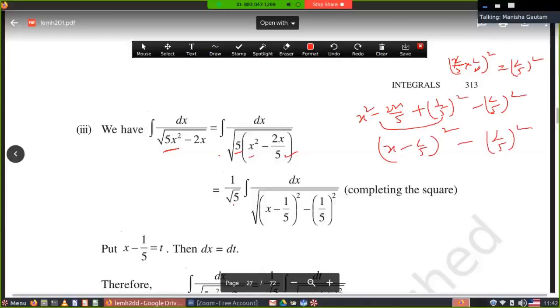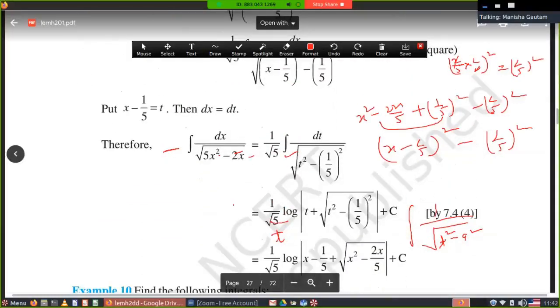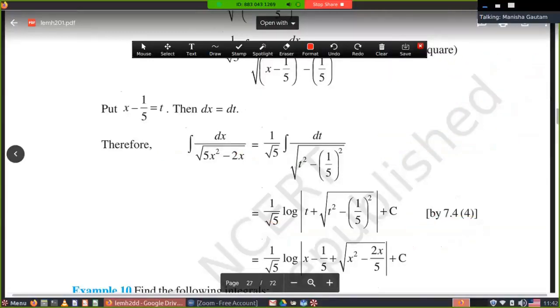Now here is a formula. When you put this equal to t, we are getting integration of the standard formula under the root t square minus a square. Apply this formula. Now here is the formula you have to apply: log x plus root x square minus 1 upon 5 whole square plus constant. Now this is the answer of the third part. Now come to the next example.